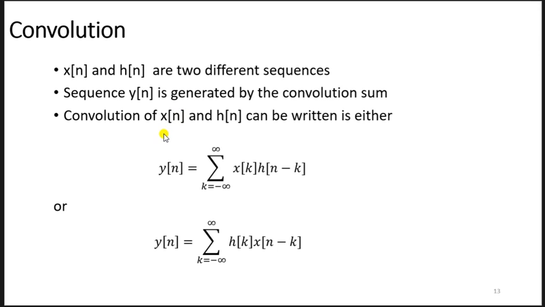Okay, so it can be written as such: Yn equals to summation of xk times Hn minus k. Okay, atau Yn equals to the summation of Hk times Xn minus k. Alright, so dekat sini both are convolution. So sometimes, okay, k ni digantikan dengan lambda.